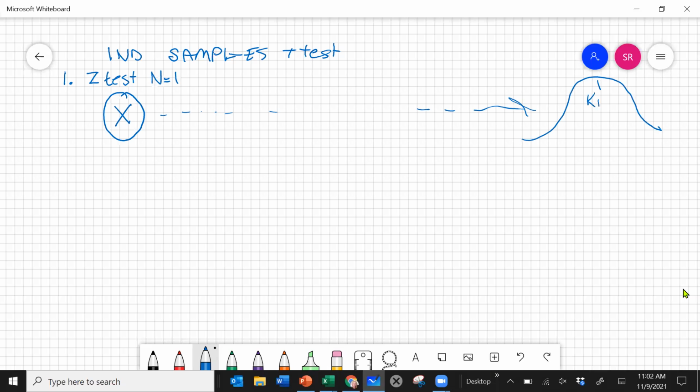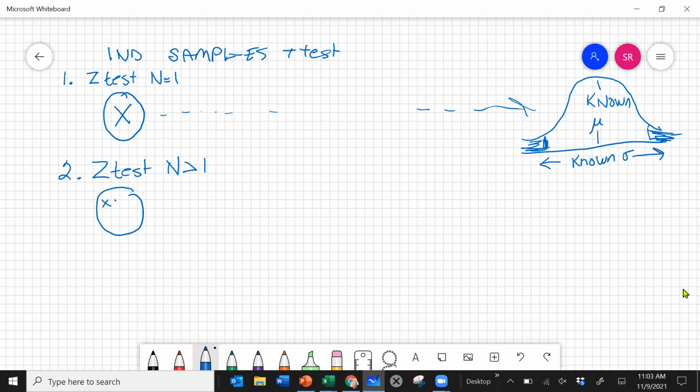that had a known mean, and we used mu, and it also had a known standard deviation, and so we used sigma. And that was a pretty easy, nice comparison. We just determined whether our sample score fell into a tail, and if it did, then we had a significant finding. And then we had to go on, and we did our Z test with n greater than one.